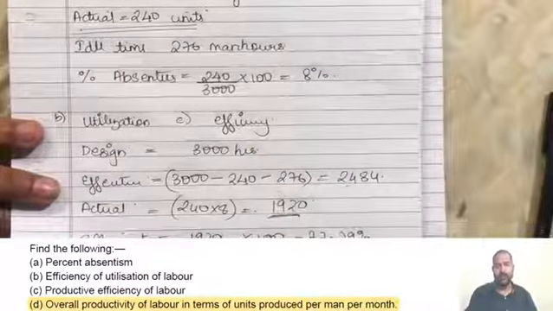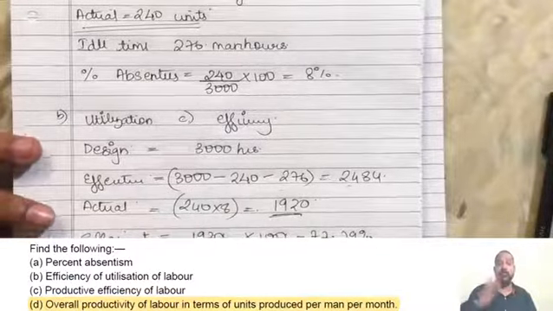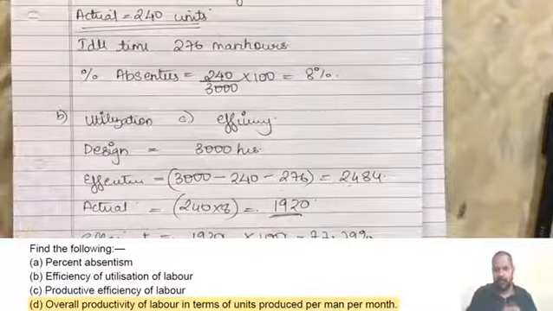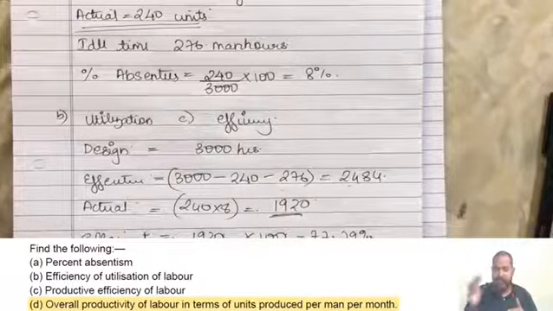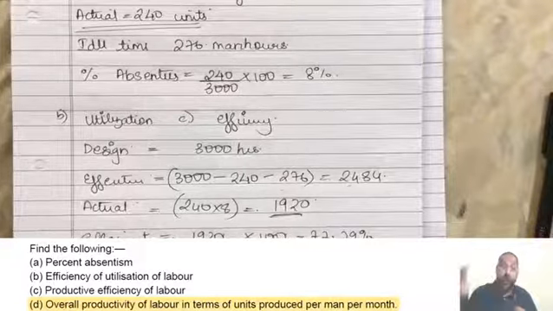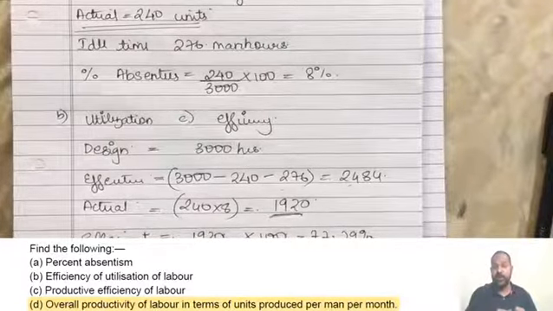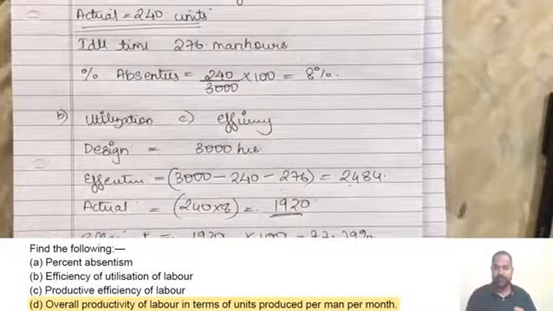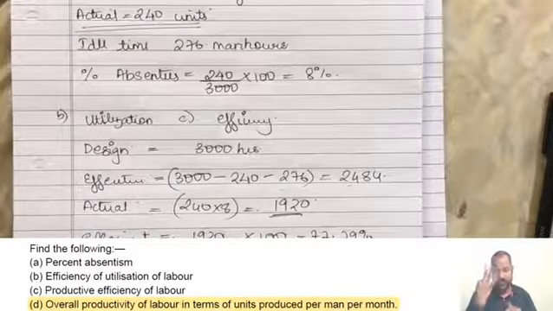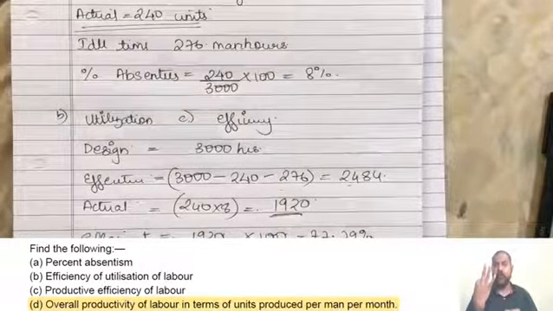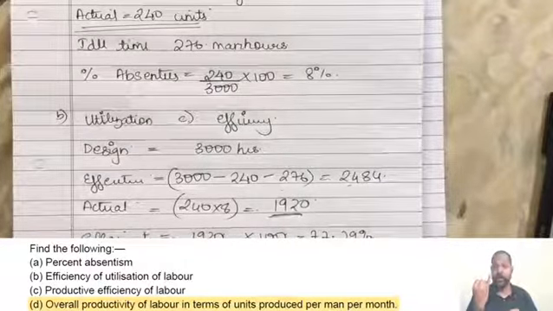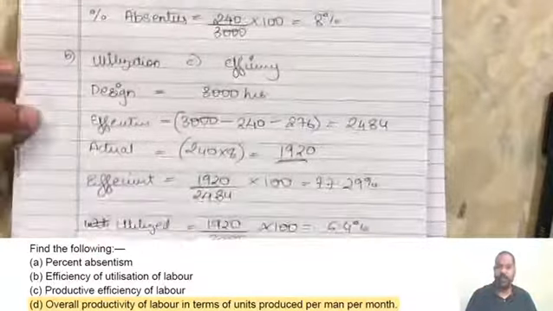Okay. Now I want you to find efficiency of utilization of labor and productive efficiency of labor. Well, efficiency of utilization of labor means utilization, and productive efficiency of labor means efficiency. To find efficiency and utilization, I need three things. What have you designed your plant for? What is the effective that you should get? And what is the actual that you are getting?